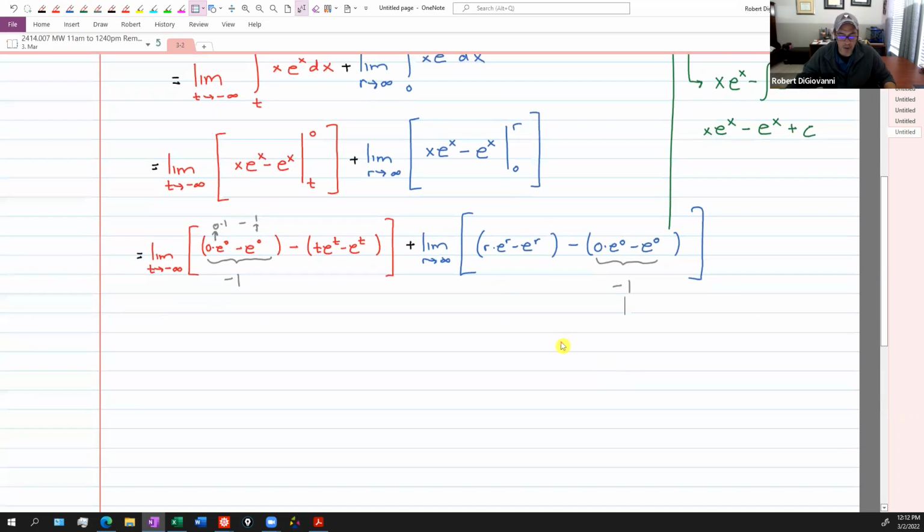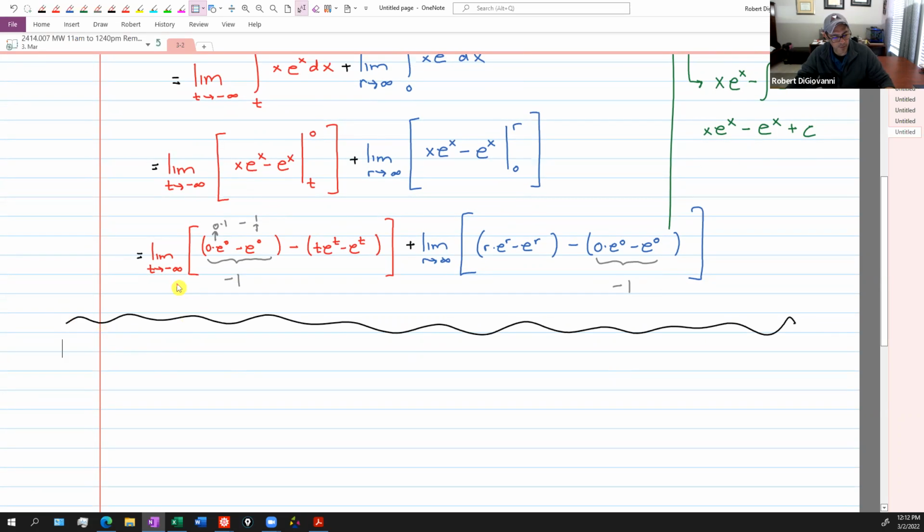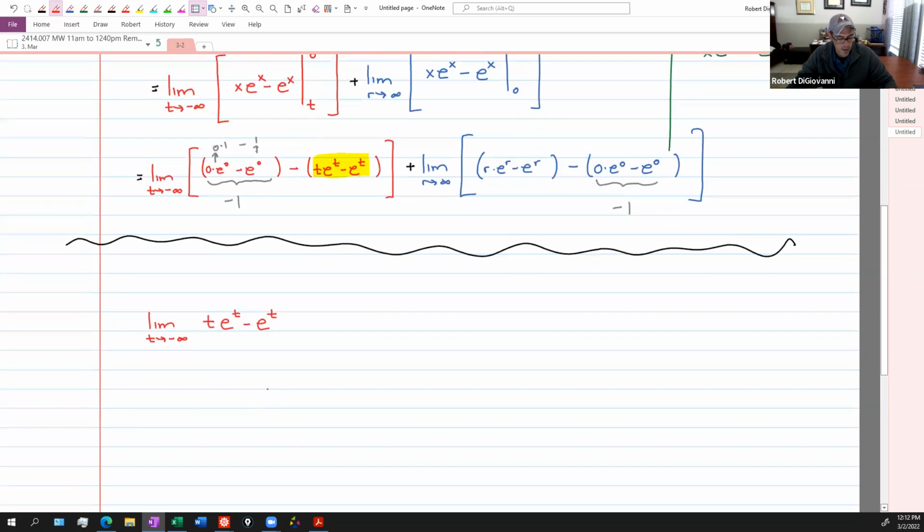So what we're left with are 2 limits that I think we're going to have to stop and talk about. So this first limit, I'm trying to take the limit as t goes to negative infinity of, and I'm only going to focus on this piece in here. I'm not going to look at the negative sign in front of it right now. I'm just going to look at this t e to the t minus e to the t. Oh boy.